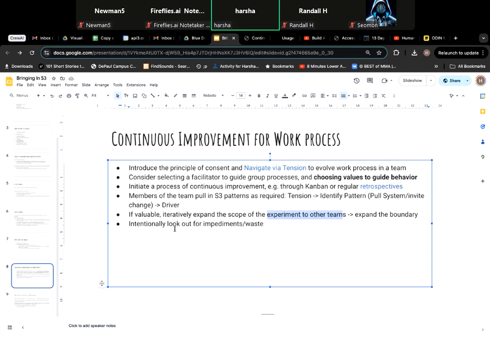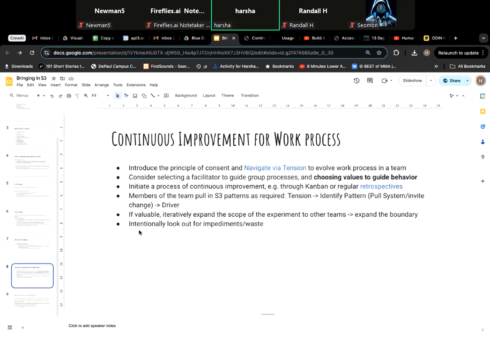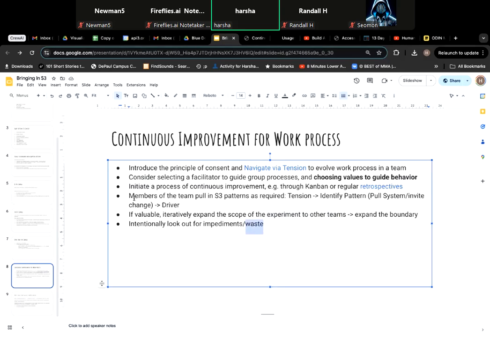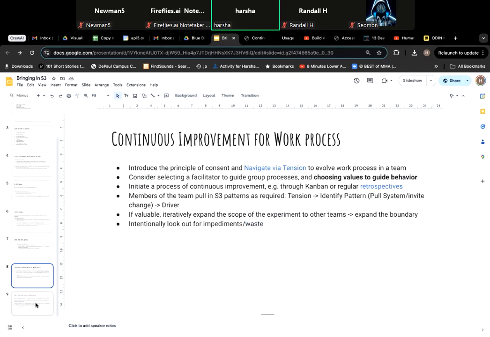And the last one is intentionally look out for impediment/waste. And we have a whole other slide for waste because I think it's extremely important. And since we have been doing the S3 stuff for quite a bit now at ODIN, I think looking at waste is an important aspect that we all need to consider.